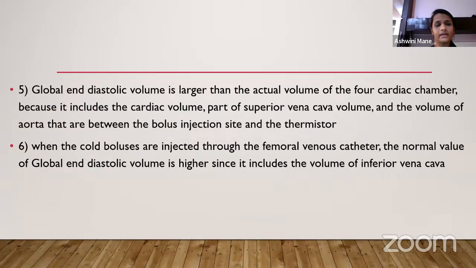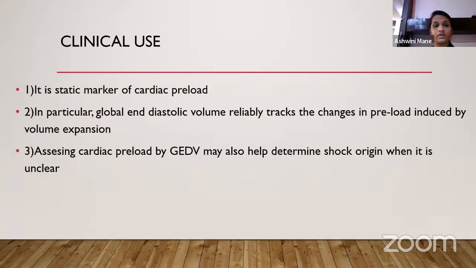So the global end-diastolic volume is larger than the actual volume of 4 cardiac chambers because it includes the cardiac volume, part of the superior vena cava, and the volume of the aorta that are between the bolus injection site and the thermistor. When cold boluses are injected through a femoral venous catheter, the normal value of the global end-diastolic volume is higher since it includes the volume of the inferior vena cava.